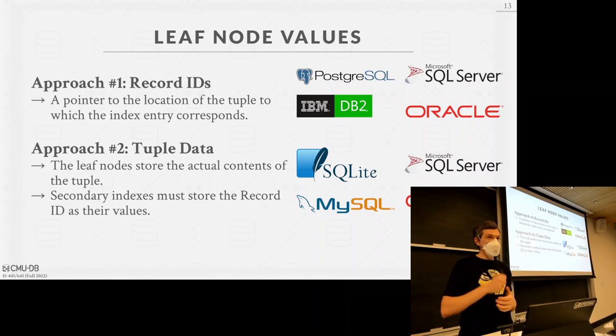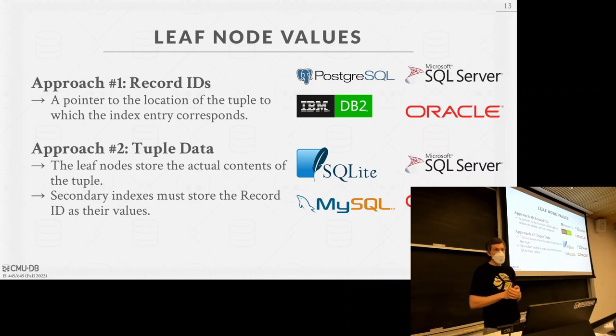You can only have one index that uses it, typically the primary key. Yeah, so that's my example. In MySQL, if I have secondary indexes, the value will actually be the primary key value. So I do a secondary index lookup, I get the primary key, then do a second probe in the primary key index to get the tuple I want.